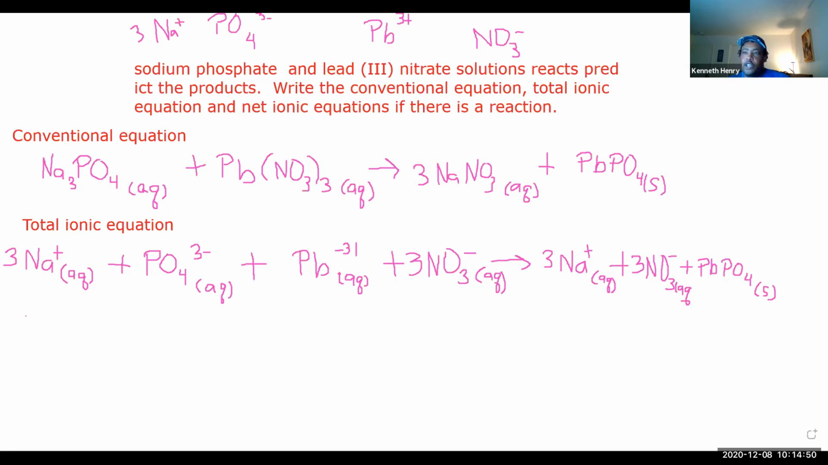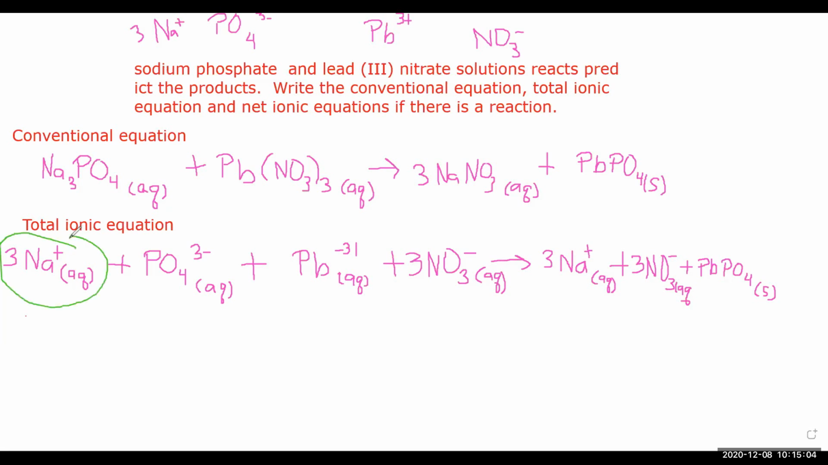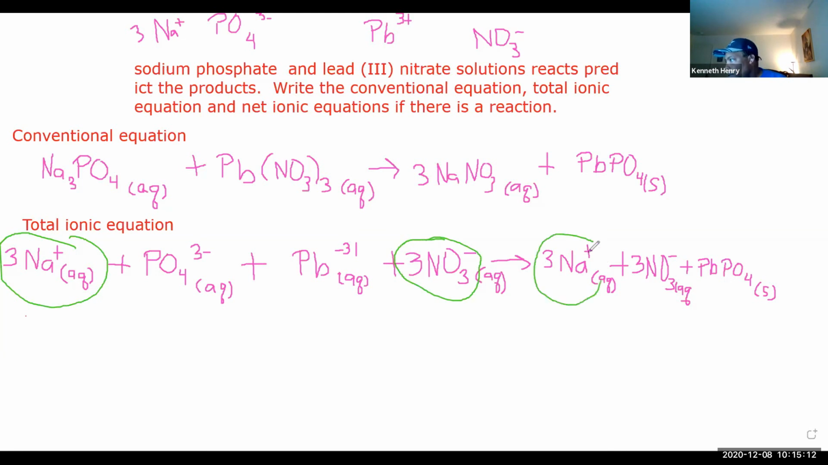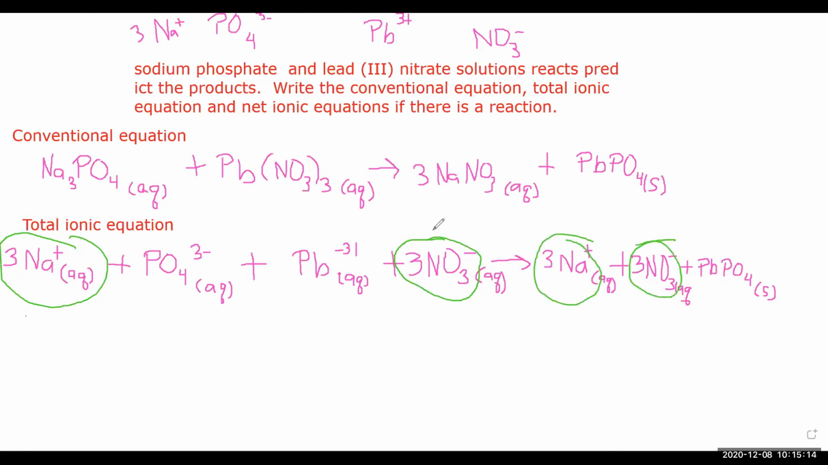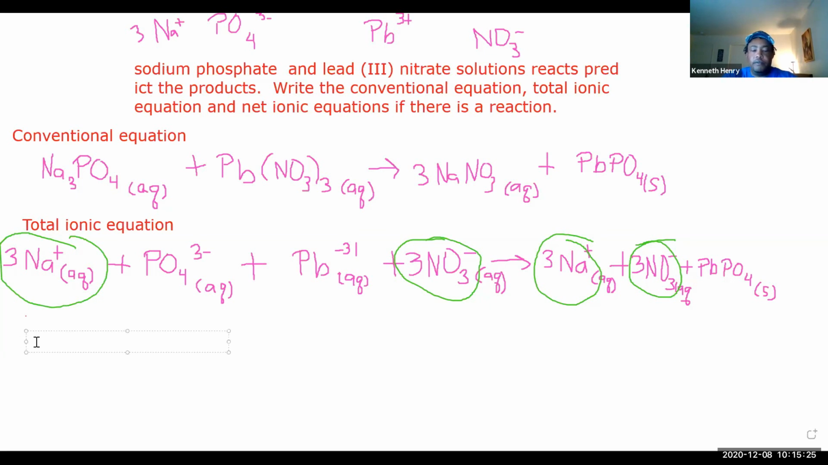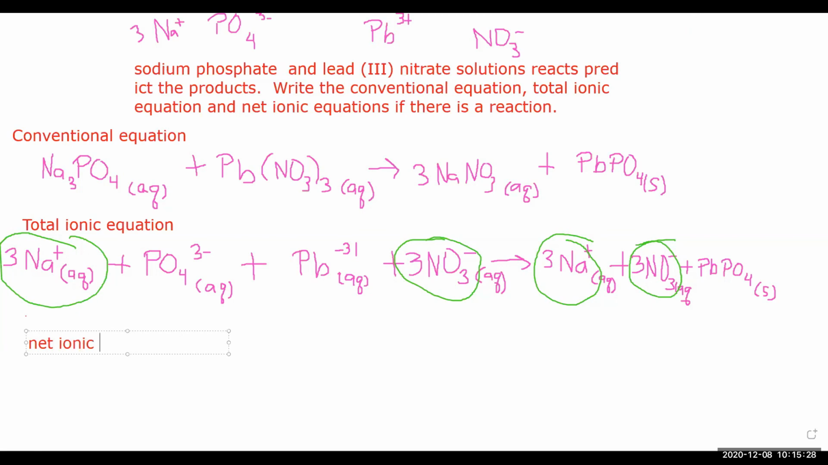Okay? So, who are our spectators? 3 Na. 3 NO3. And I think that's all. Okay, so for our net ionic equation, we get rid of the spectators because they're dead weight, right? All they did was bring the person to the party. They didn't do anything else. So, net ionic equation.